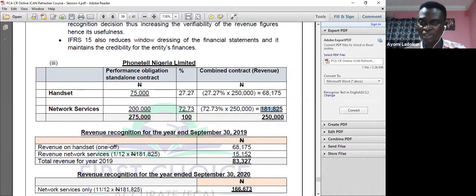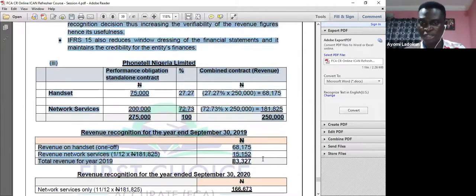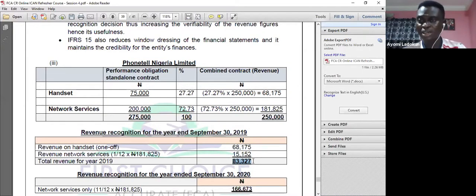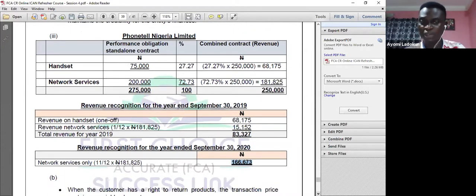Out of this revenue for my network service, I only recognize for 1 month. That's why here you see 1/12. Can you see that? So my total revenue for 2019 is 83,327. Then the 11 months that are remaining, I'll take to 2020, which is 166,673. And that is the end of that question. Can you see? It's quite straightforward. Okay.